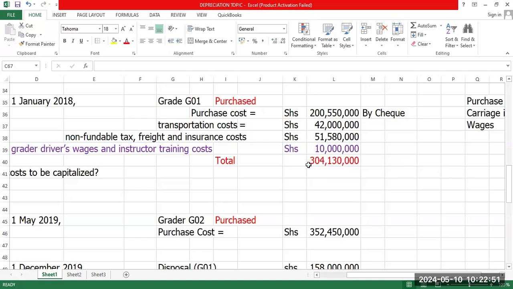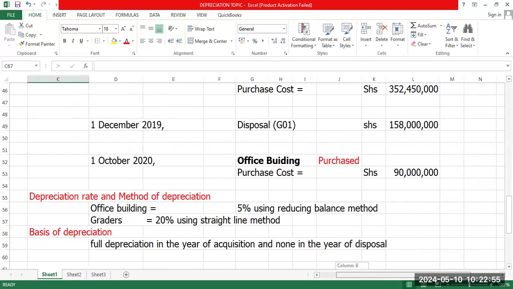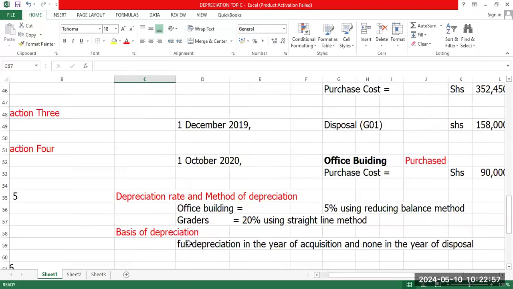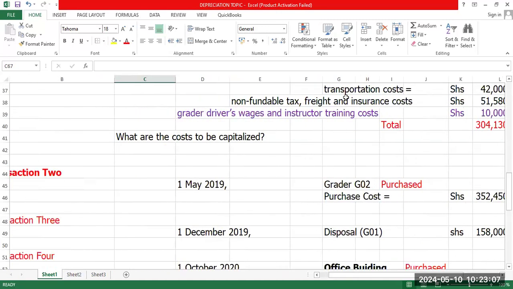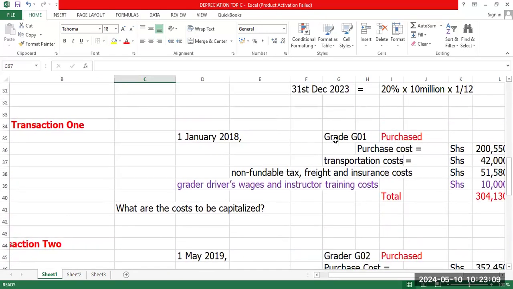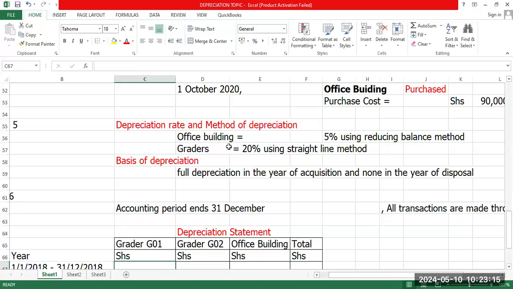We are relying on this to give depreciation, and the basis of depreciation: give full depreciation in the year of acquisition. The year of acquisition is 2018, so we are giving the depreciation for the whole year. And the method we are using to depreciate graders is 20% using straight line basis.